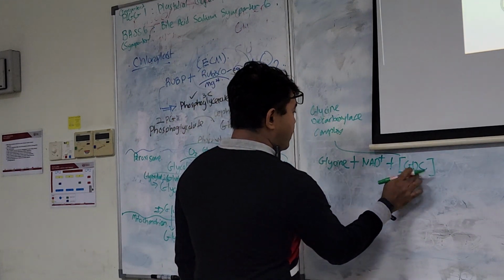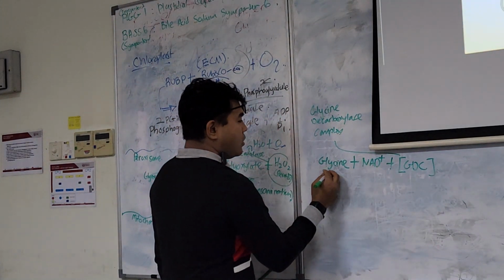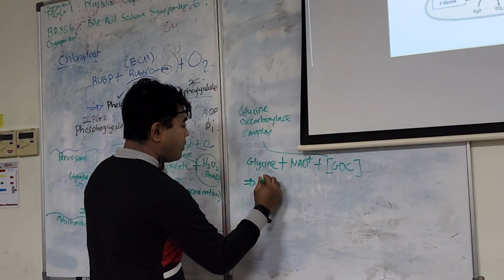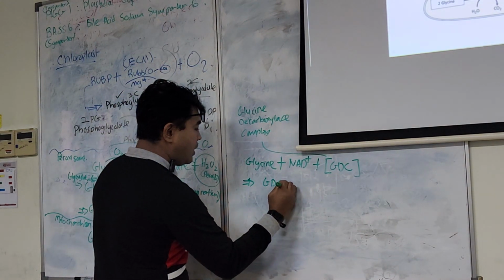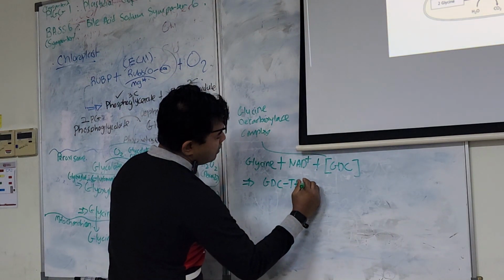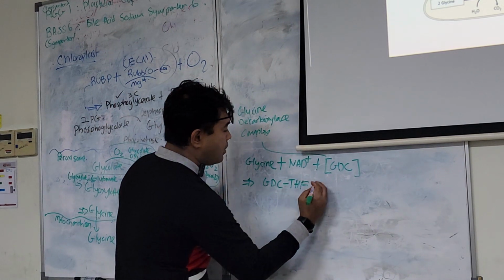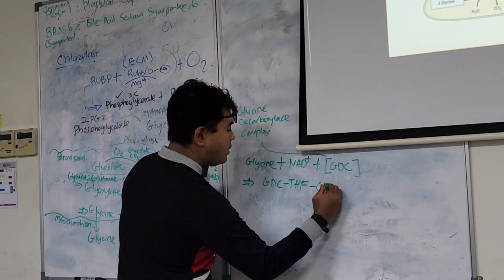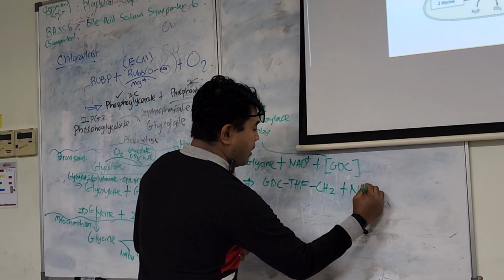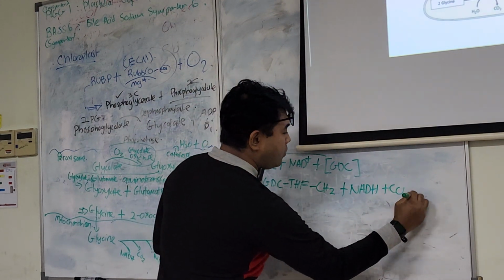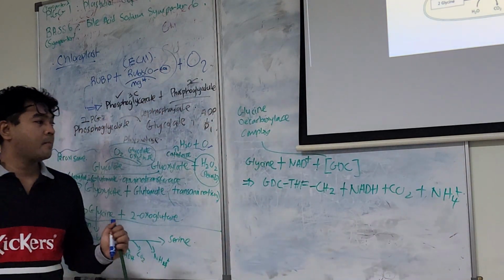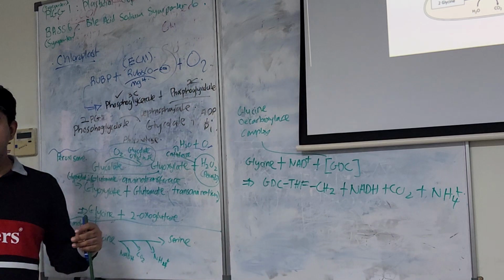When this thing is activated, I'm talking about reaction number 6, you will get your GDC, TH, oh, that's a long name, tetrahydrofolate, and then CH2, plus NADH plus CO2 plus NH4 plus. Do you see any syringe yet?